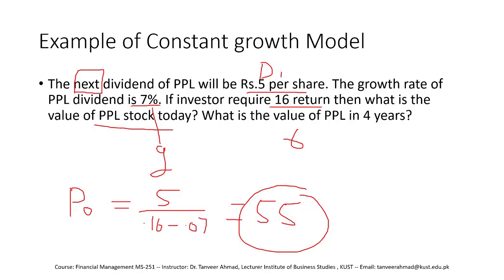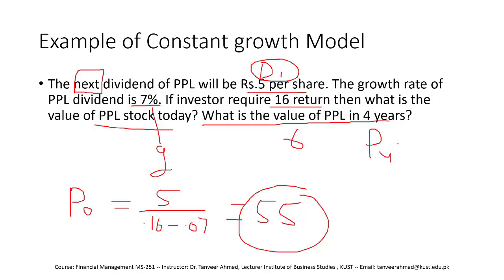So anyhow, we have found P naught. This was the easier part. We have already done it in the previous example. The tricky part was understanding this aspect, which is that the value had already been given. The next part of this question is, what is the value of PPL in 4 years? So what essentially we need to find is P4.